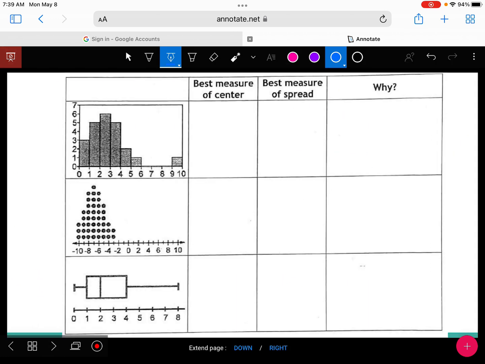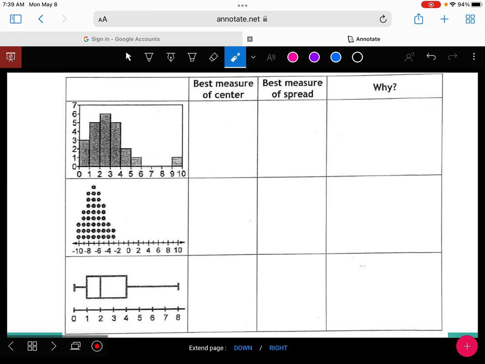So this is our last bit. We've got these three pictures of data sets here, and we want to figure out which one's our best measure of center, what's our best measure of spread, and why. Not numbers, just which are we using: mean or median, standard deviation or IQR. So what we're really looking at is, does it have an outlier?